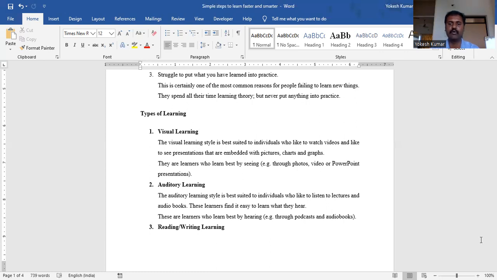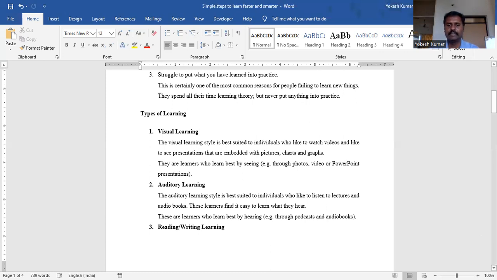So there are some podcasts and audiobooks on the internet, and apps are there. They can subscribe to the audiobooks and podcasts in the apps. So they can plug in their earphones or headphones, and they can simply learn by hearing.